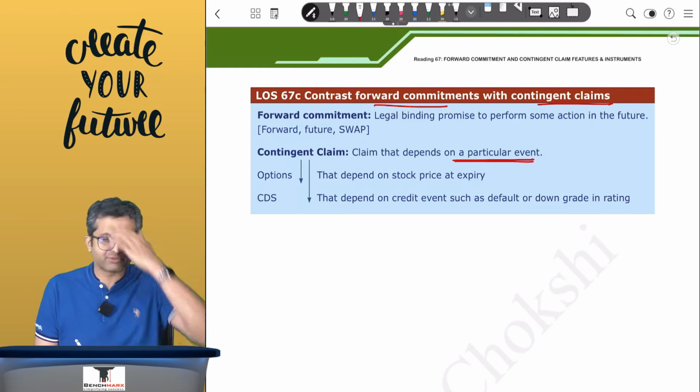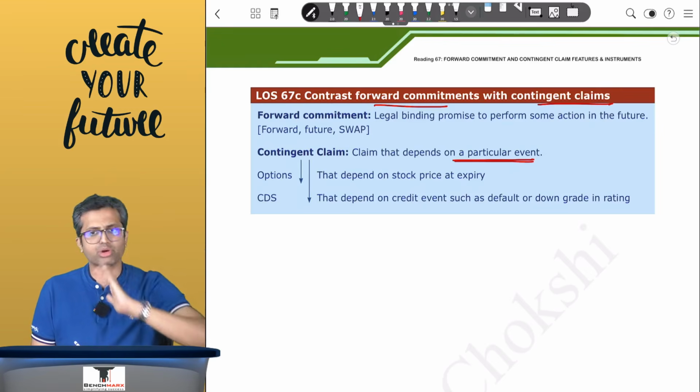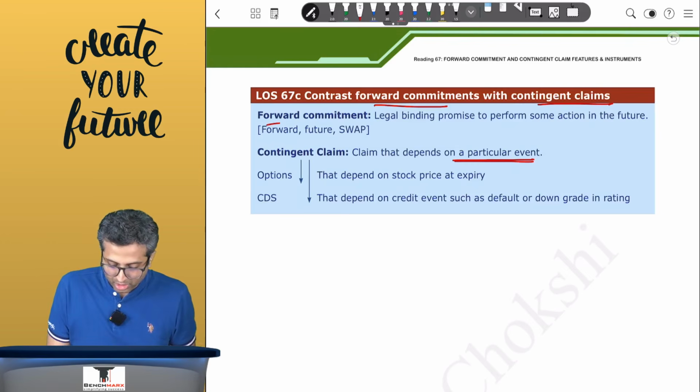If it comes in an MCQ, options and even credit default swaps are usually contingent claim contracts, whereas forwards and futures, for example, are forward commitment contracts.